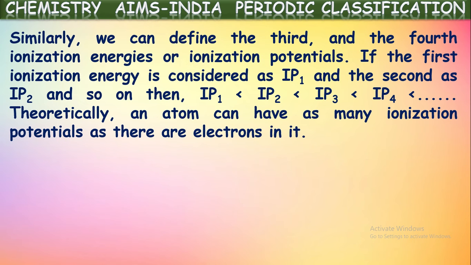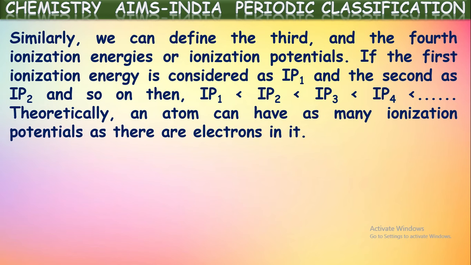Similarly, we can define the third and fourth ionization energies or ionization potentials of an element. If the first ionization energy is considered as IP1 and the second as IP2 and so on, then we can relate these as IP1 is less than IP2, which is less than IP3, and so on.